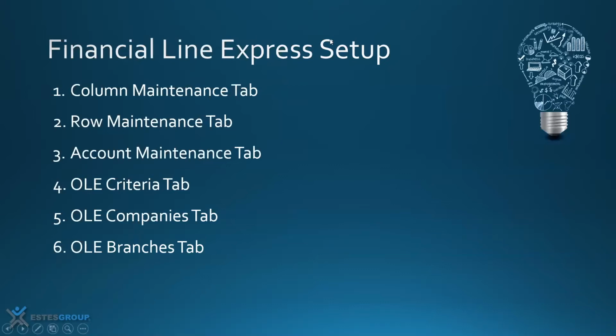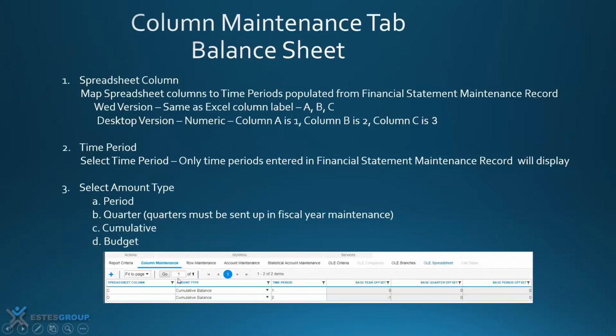So the financial line express setup, as I mentioned, that's where you're going to do your work. The column maintenance tab brings in the data from the financial statement maintenance record that you created. So it will have a drop down with the time periods. Only the time periods that you created in the financial statement maintenance record will appear here. Those are the only ones you can choose.